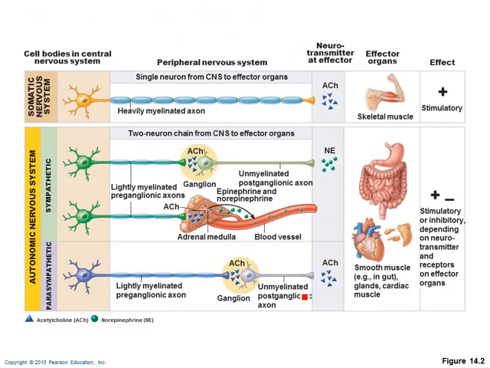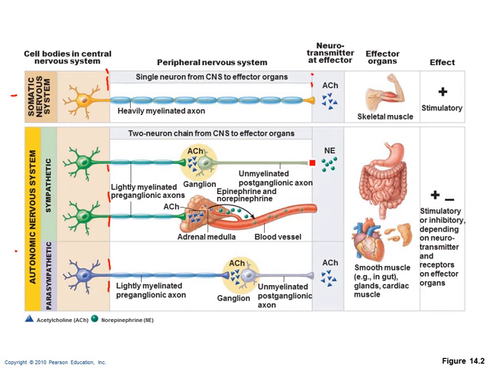So let's put this all together on a picture. This is figure 14.2. It's a great picture to kind of tie it all together for you. It divides it into somatic and autonomic. You'll see this is the central nervous system, okay? All this tan is your central nervous system, brain and spinal cord. Peripheral nervous system, anything outside of that. This is a neurotransmitter. This is what it's going to respond, the effector organ, and then what's the effect.